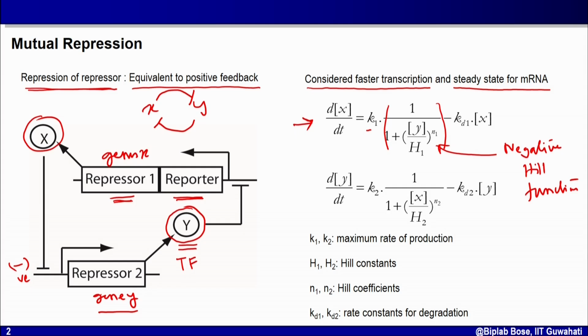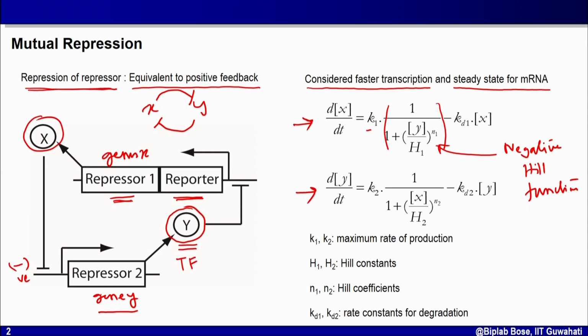The next term in the ODE is minus kd1 into x. kd1 is the rate constant for degradation of x. So in general for dx/dt, the first term is production, k1 into the negative Hill function, minus kd1 into x. The same thing is for y. I have dy/dt, the rate of change in concentration of the protein y.